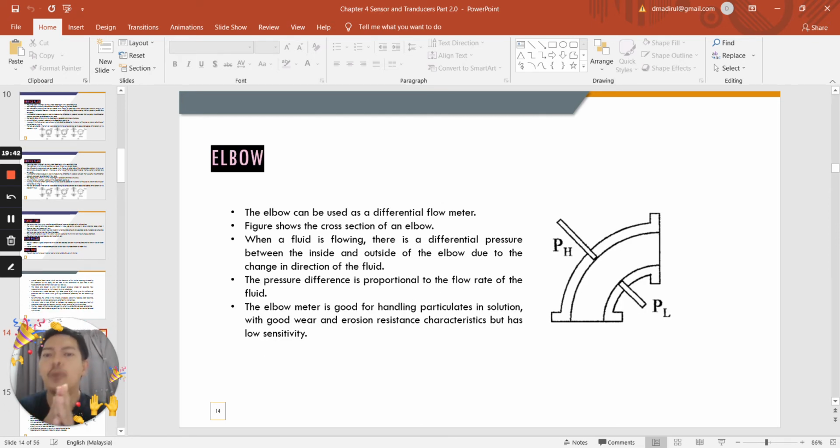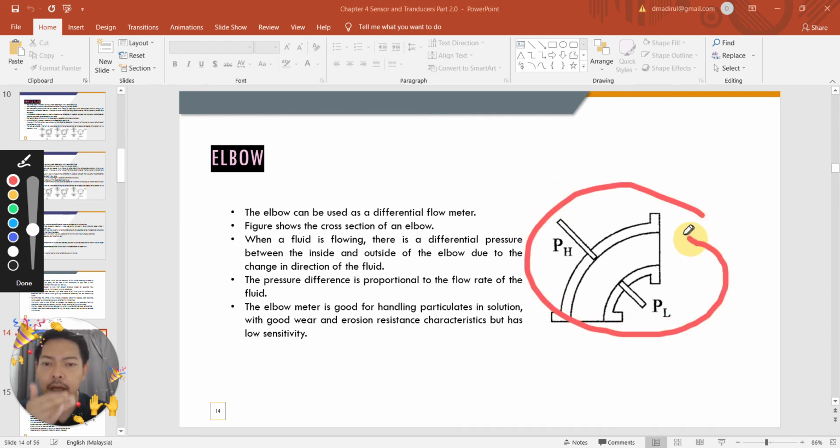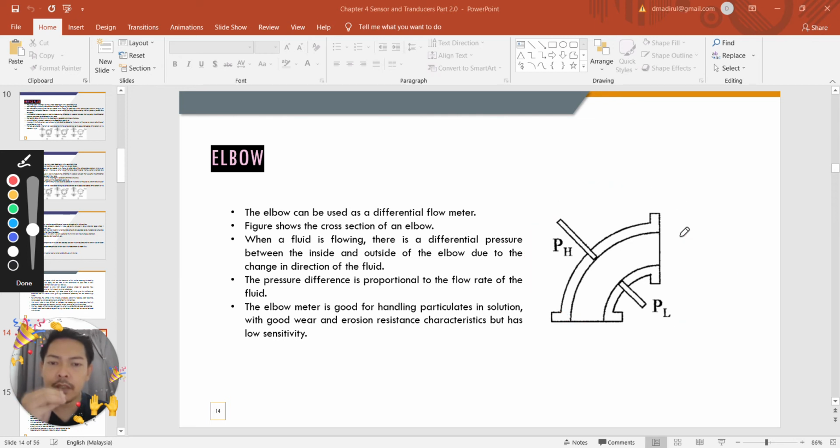Elbow. The elbow can be used as a differential flow meter. The figure here shows the cross-section of an elbow. When a liquid is flowing, there is a differential pressure between the inside and outside of the elbow due to the change in direction of the fluid. So the pressure difference is proportional to the flow rate of the fluid. The elbow meter is good for handling particulates in solution, with good wear and erosion resistant characteristics. However, the sensitivity of this type of measurement is quite low.